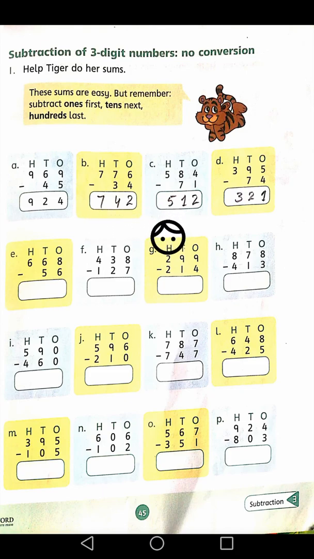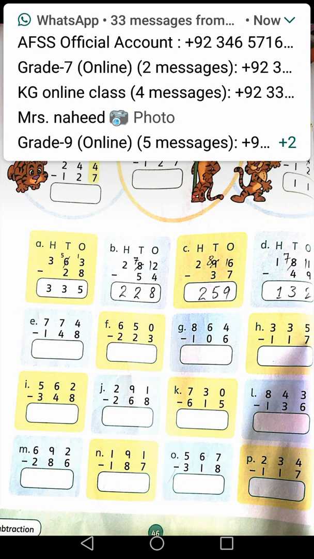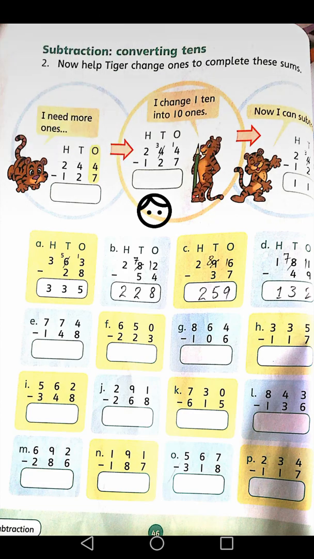So students, complete this page. These questions are so easy, but remember this, we always start our questions from one side, then we go on to tens and then hundreds. On the next page, subtraction converting tens. Now help Tiger change ones to complete these sums. I need more ones. I change 1 ten into 10 ones. Now I can subtract. You can see here 244 minus 127.